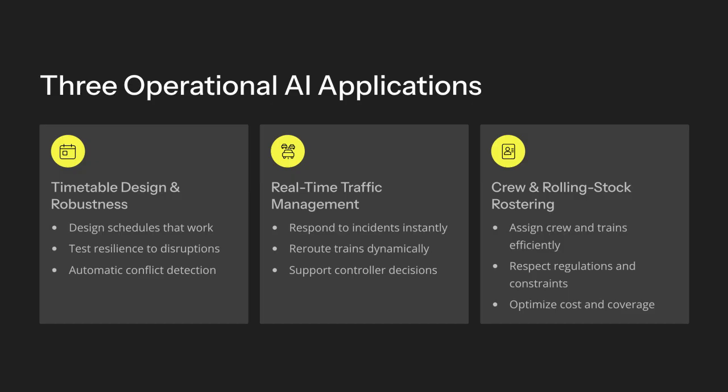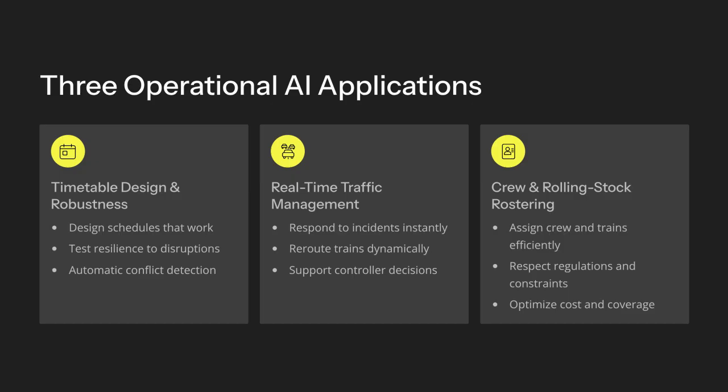Here's a concrete example. A signal fails on the main line. Without AI, a controller has to manually work through the options. Which trains are affected? Can I reroute them? What's the capacity on the alternative routes? That process takes 20 to 30 minutes, during which delays are already propagating.